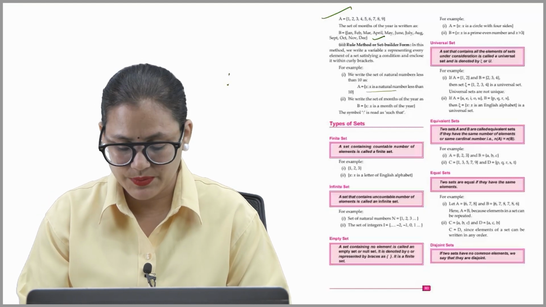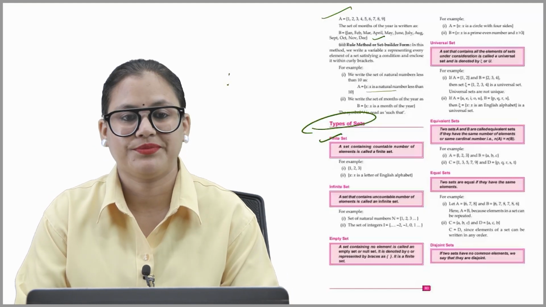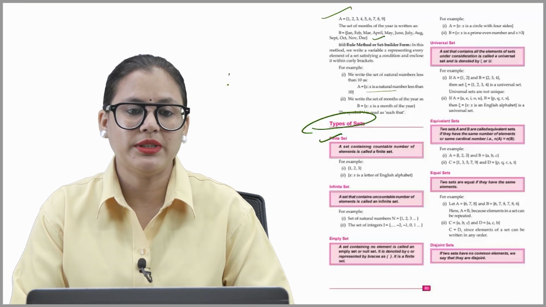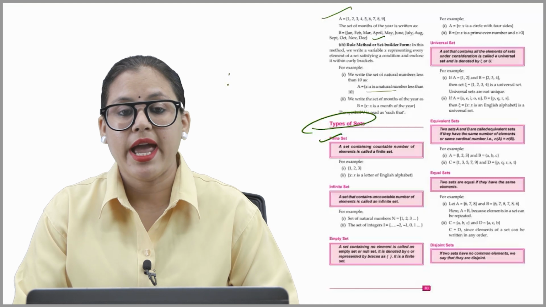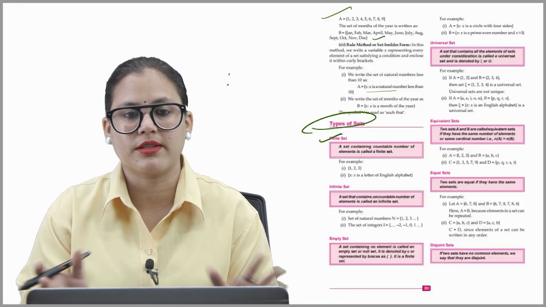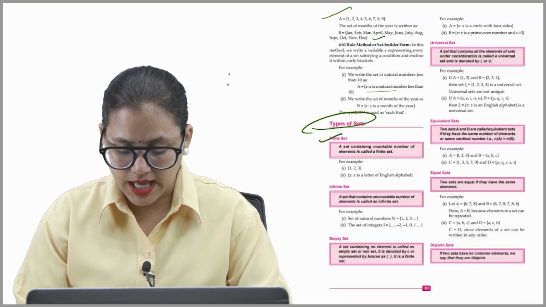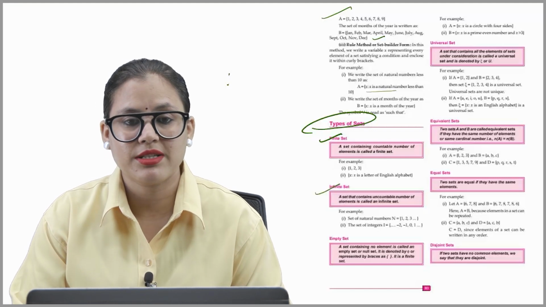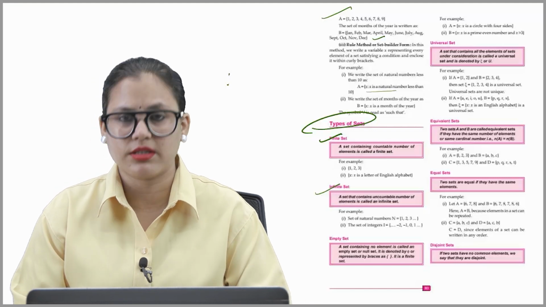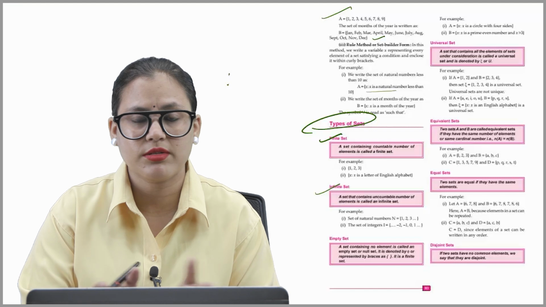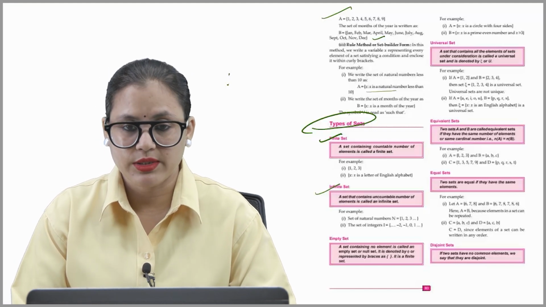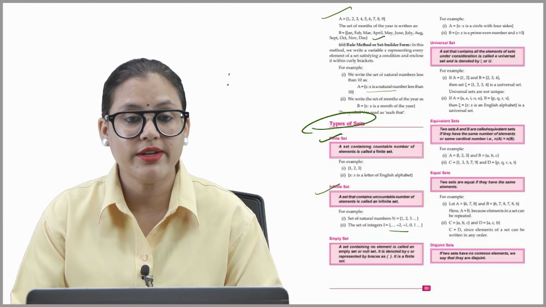Now, types of sets. Finite set. A set containing a countable number of elements is called a finite set. For example, number 1, {1, 2, 3}. Number 2, {x such that x is a letter of the English alphabet}. These are finite sets. Infinite sets. A set that contains an uncountable number of elements is called an infinite set. For example, the set of natural numbers. Are the natural numbers finite? No, natural numbers are not finite. Similarly, number 2, the set of integers, which is also infinite, right?